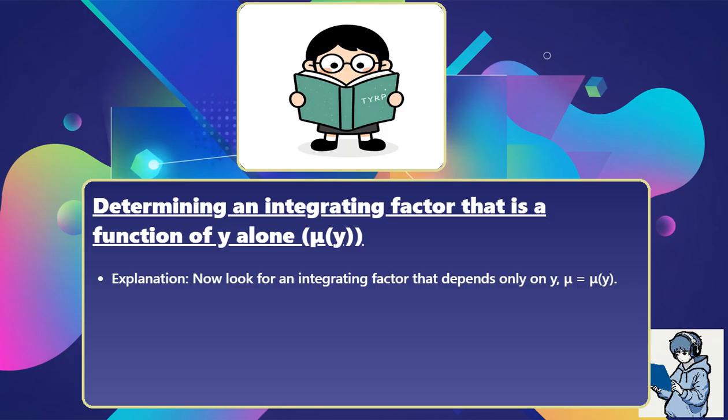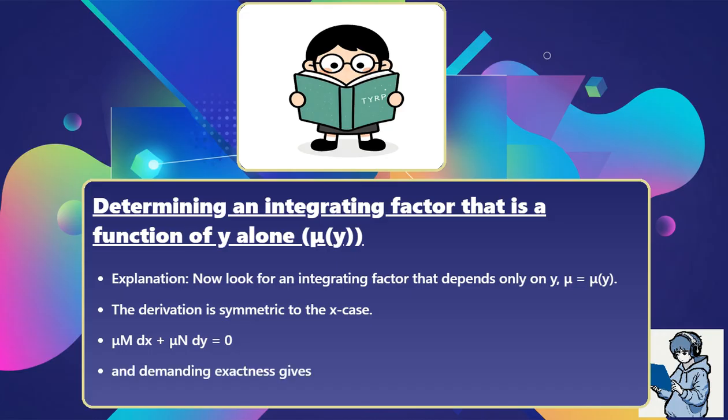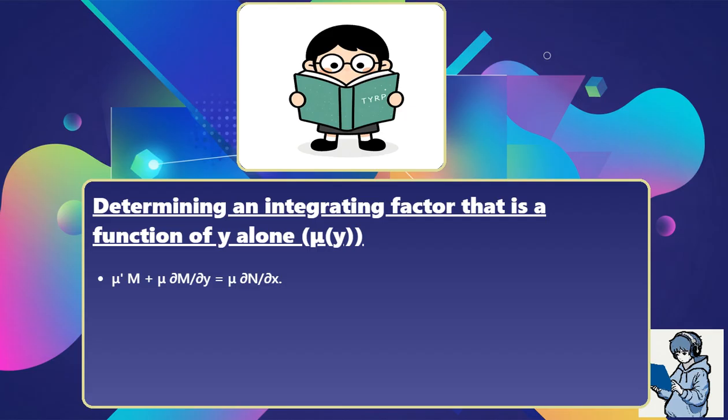Explanation: Now look for an integrating factor that depends only on y, mu equals mu of y. The derivation is symmetric to the x case. Mu M dx plus mu N dy equals 0. Demanding exactness gives mu prime M plus mu partial M over y equals mu partial N over x.